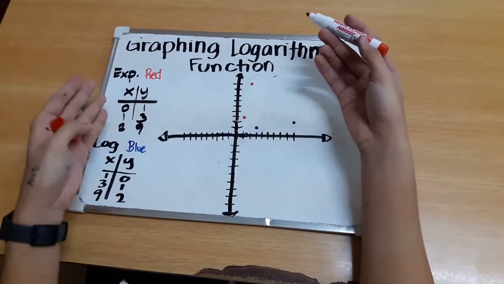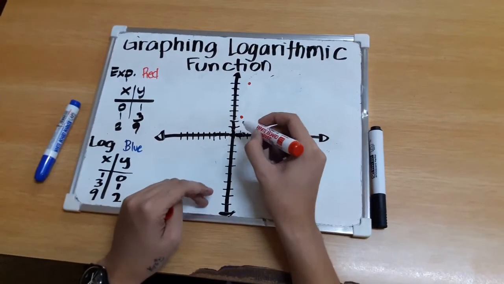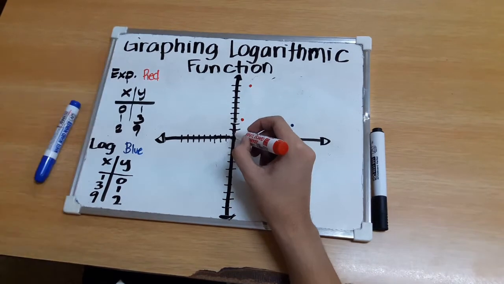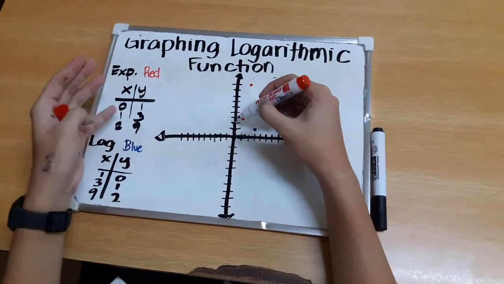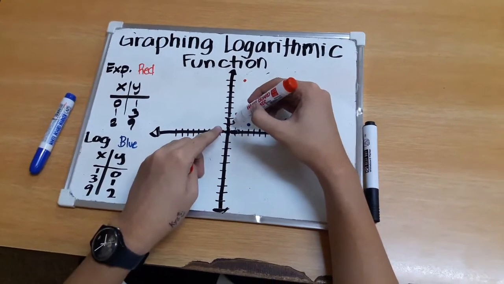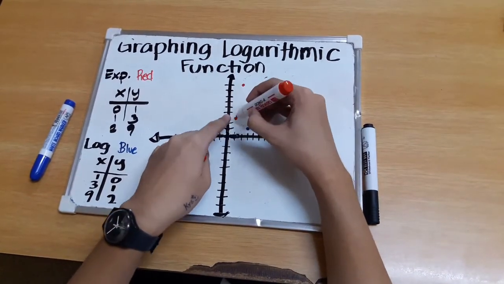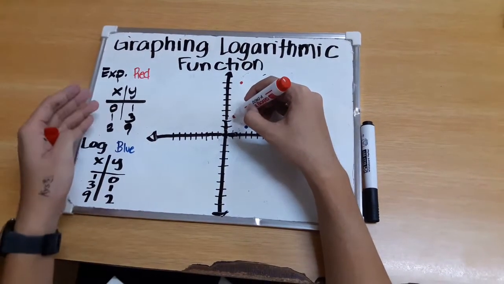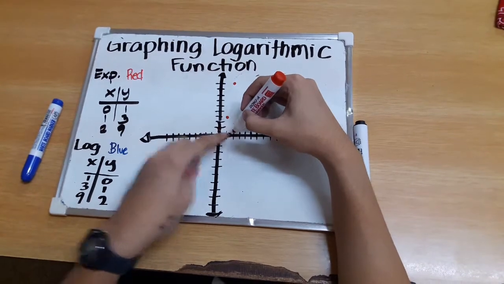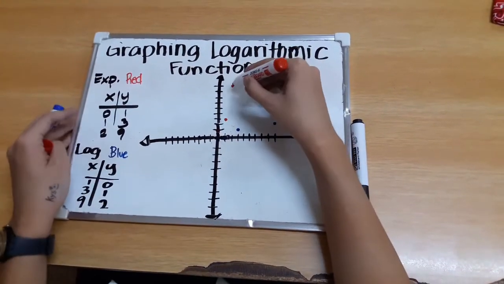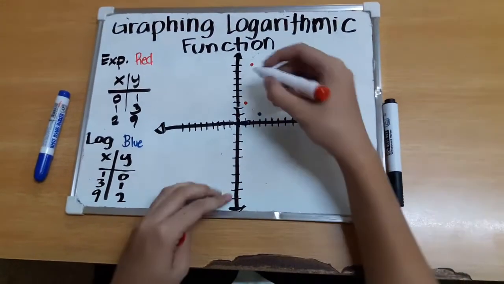So we're going to graph the points. So domain 0 is to 1, x is 0, and the y is 1 right here. 1 is to 3, domain is 1, range is 3. 2 is to 9, the domain is 2, the range is 9 right here. So that is the exponential function.